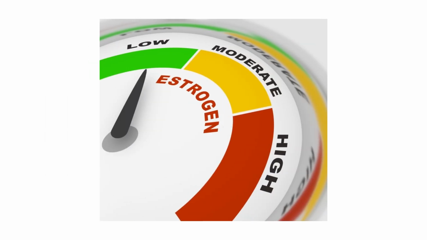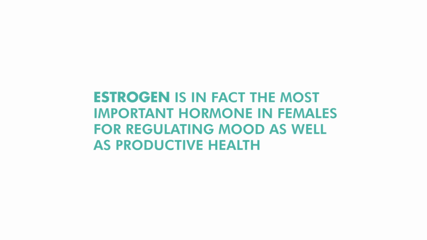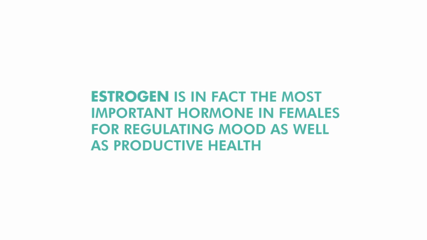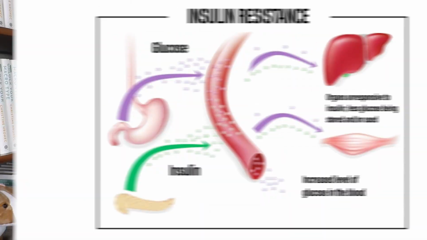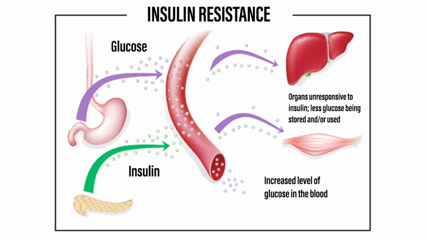So when your estrogen levels are low, estrogen is in fact the most important hormone in females for regulating mood as well as reproductive health. Now, when women have lower levels of estrogen, this happens during perimenopause, this happens during menopause, this happens in women with PCOS, it does tend to lead to insulin resistance. So with low estrogen, it would be ideal to consume lower levels of carbohydrates and go higher in your dietary fats.